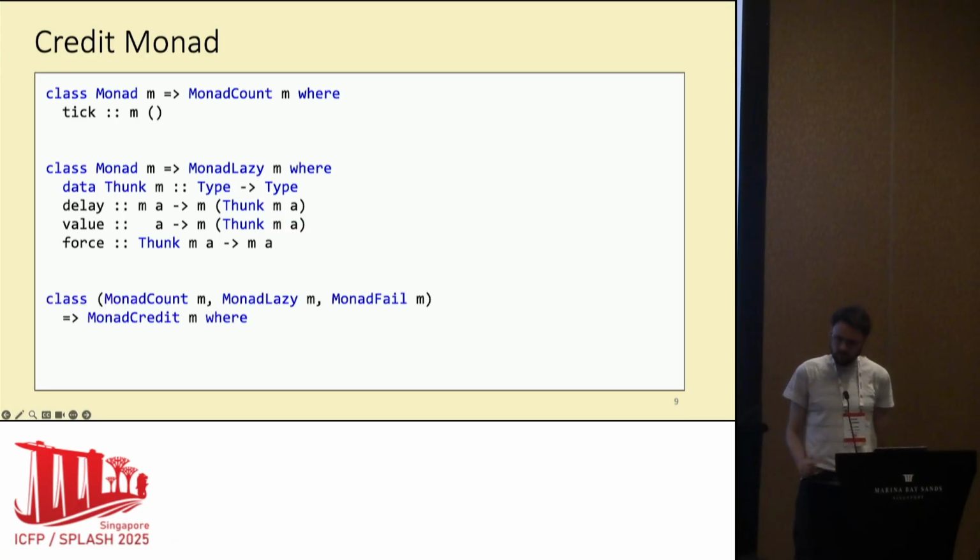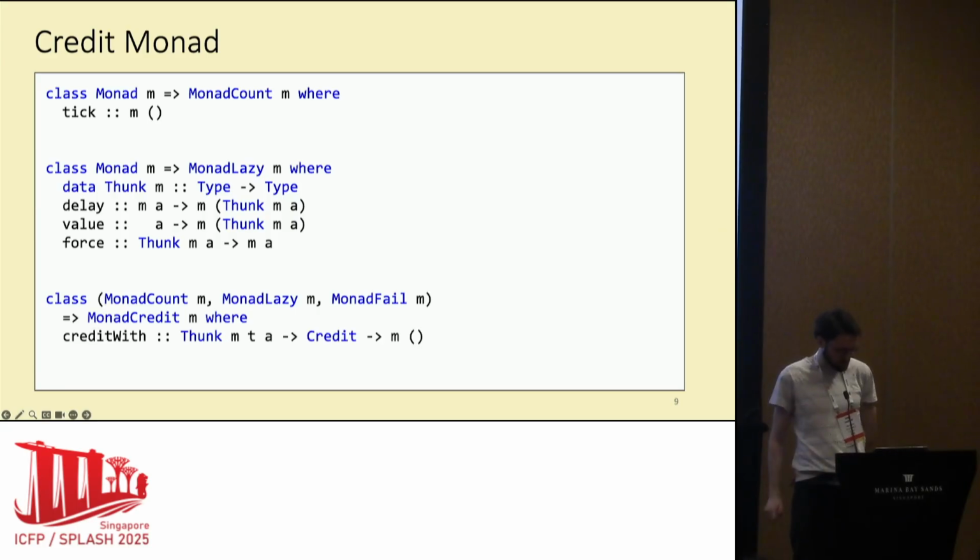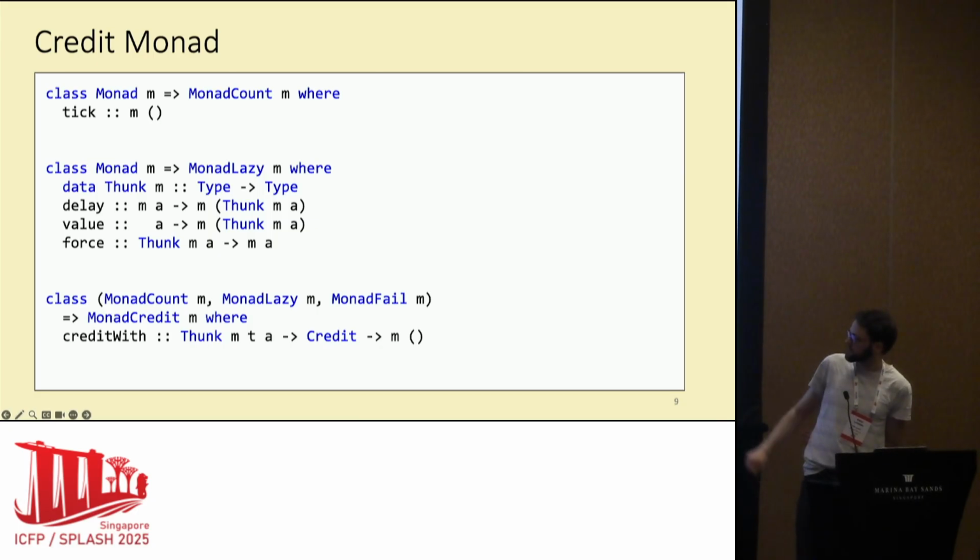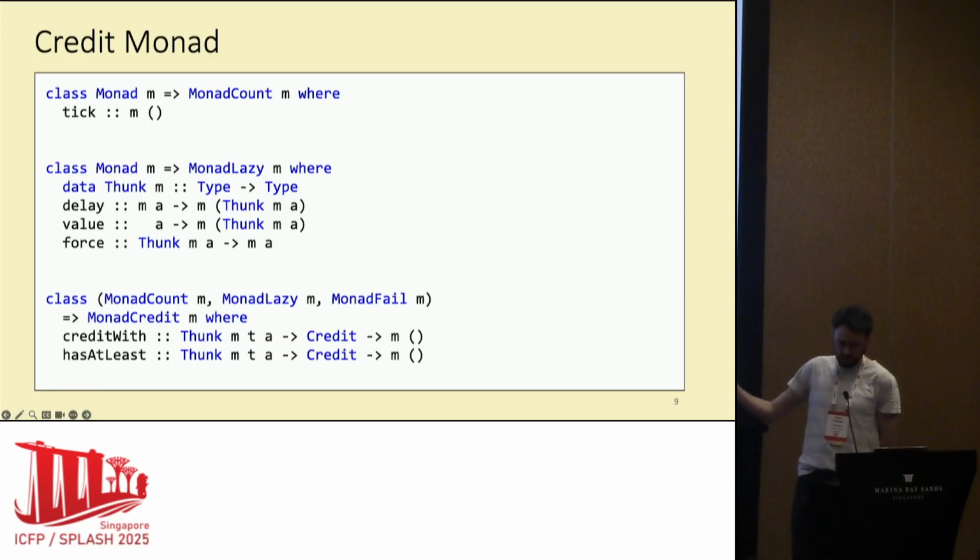And then to actually reason about the credits, we'll now combine all of this into the credit monad. And the credit monad has two functions. One is called creditWith. So if I'm given a thunk and I'm given some credits, which is a number, I can put those credits onto the thunk. And I also have a function called hasAtLeast, which asserts that a thunk has at least a certain amount of credits and fails otherwise. So let's look at one actual example for how you would use this.